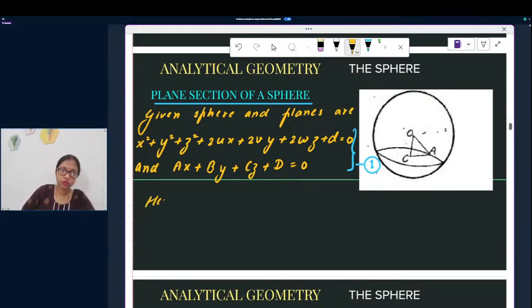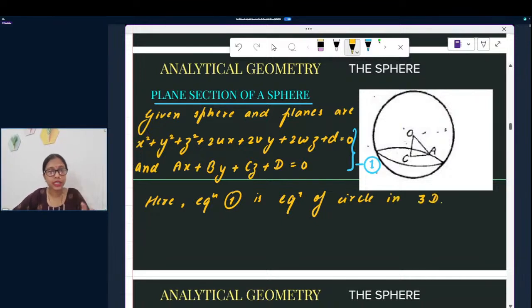Here, equation 1 is the equation of a circle in 3D. Because see, in fact, in the line also, line is not a concept of 3 dimensions. Line is a concept of 2 dimensions. So when I'm representing it in 3 dimensions, I can use two equations, and combining these two equations I'm getting a line in three dimensions.